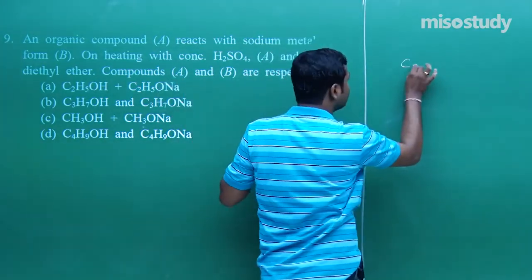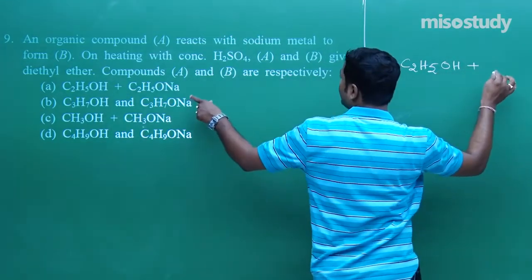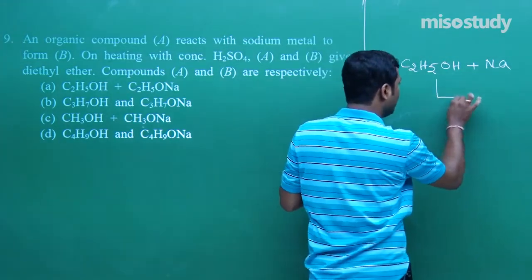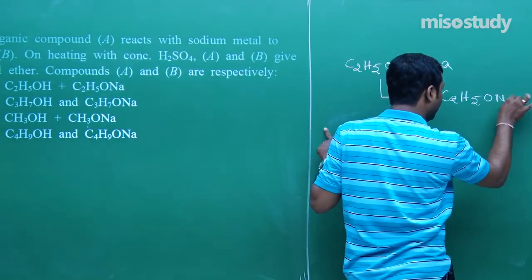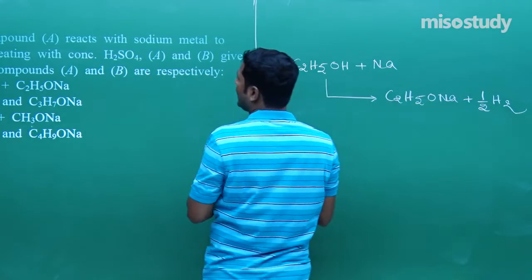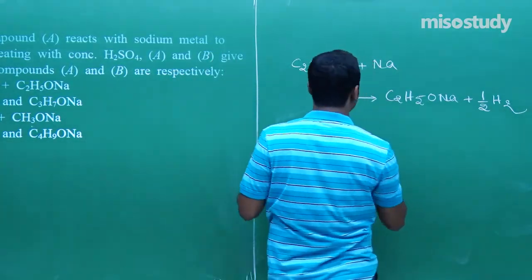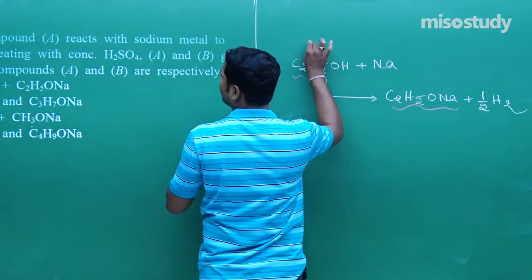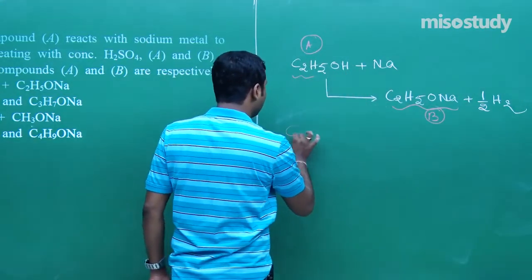An organic compound C2H5OH, yes sir, on treatment with sodium metal, that is Na, clear to you? It gives you C2H5ONa plus half H2. Is it clear to you? Now on heating with concentrated H2SO4, A and B give diethyl ether. Now this one is A and this one is B. Clear? Now what will happen? Check it out.